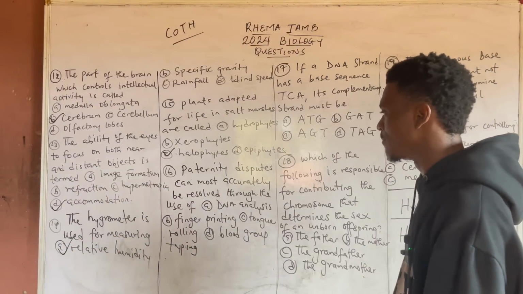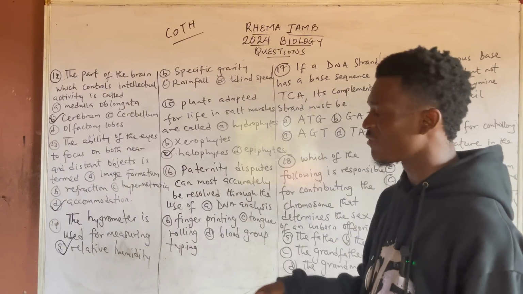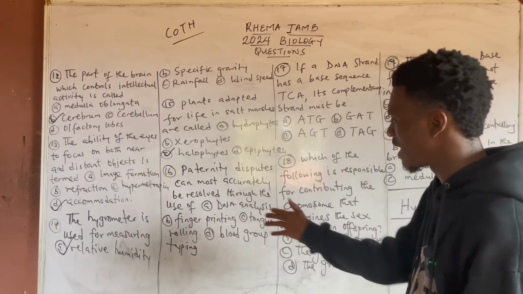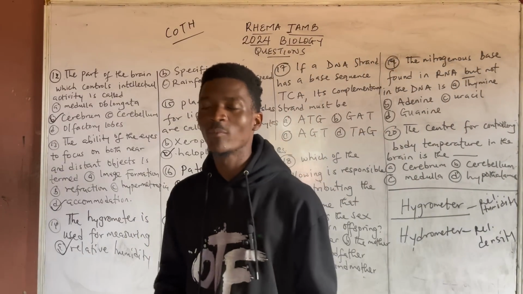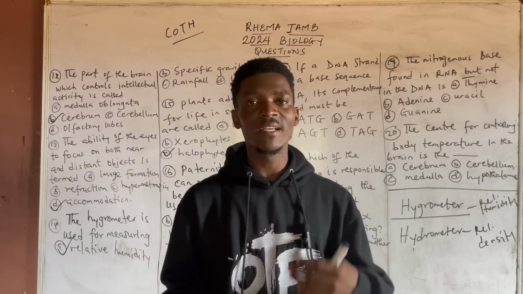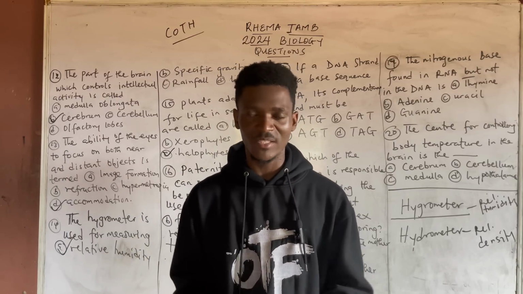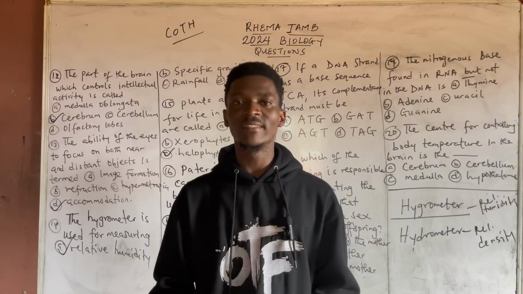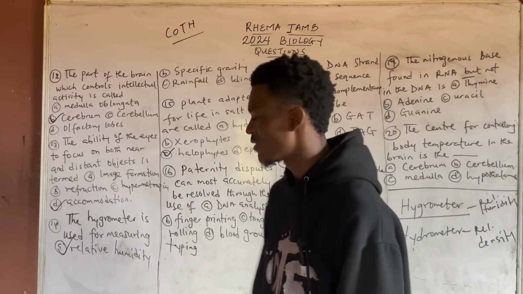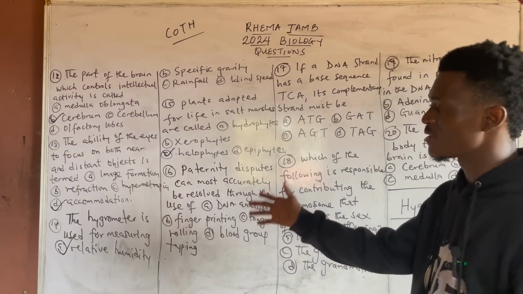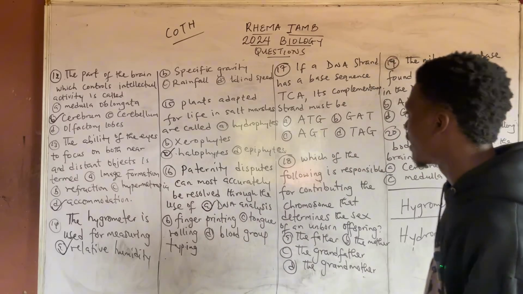Then number 16. Paternity disputes can most accurately be resolved through the use of, this answer is very obvious, DNA analysis. Because when a father says that I'm not the real father of this child, or when a father is doubting the child's parentage, they can take the DNA sample of the child and that of the father and make a comparison to see if he is truly the father. Because paternity talks about father, all right? So the correct answer is DNA analysis.